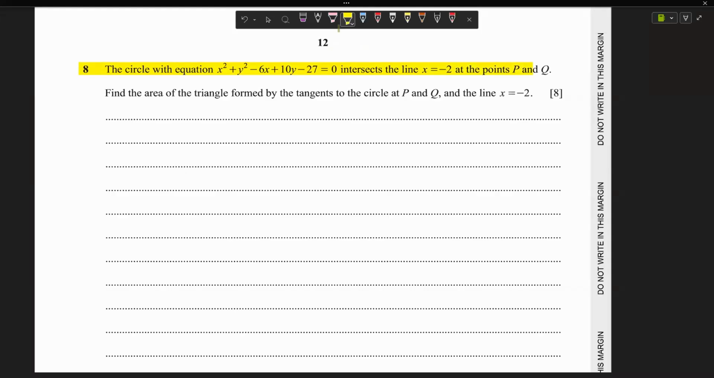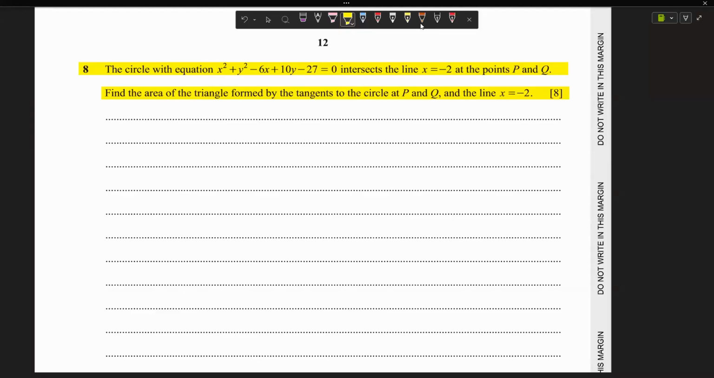Here it is. Okay, it's a coordinate geometry of circles type question. The circle with equation x squared plus y squared minus 6x plus 10y minus 27 equal to 0 intersects the line x is equal to negative 2 at the points P and Q. Find the area of the triangle formed by the tangents to the circle at P and Q and the line x is equal to negative 2.